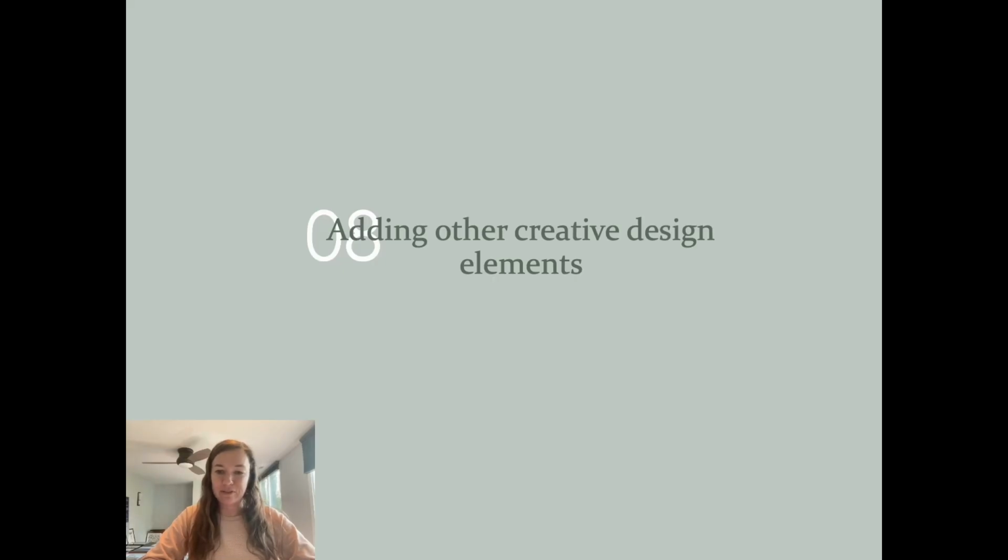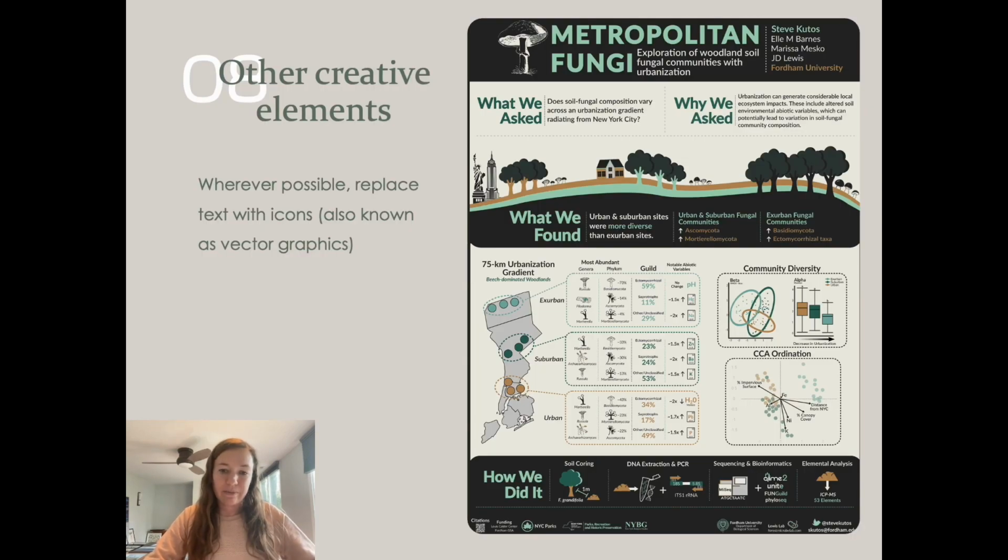Okay, so now that we have our poster looking a little better with some photos dropped into it, we can talk about how you can add other creative design elements. So the biggest thing that I like to do on all of my posters is include vector graphics. Anytime that I have a really big chunk of text on a poster, I try to think of how I might be able to represent that text graphically using simple icons. And you can see an example of this in the How We Did It section at the bottom. Like I said, instead of having a really text-heavy methods section, this author replaced the methods with icons that still get the same points across.